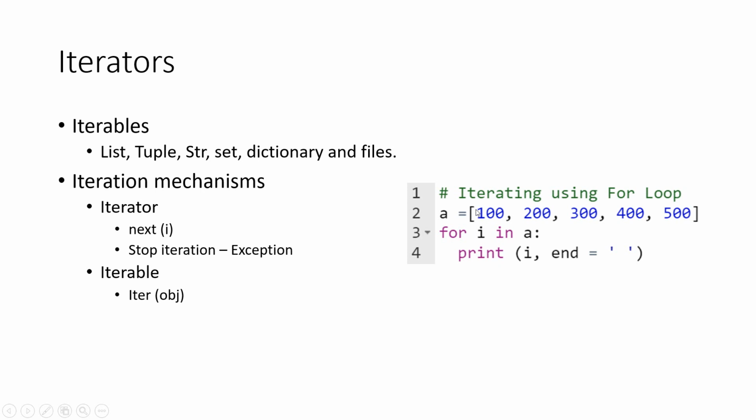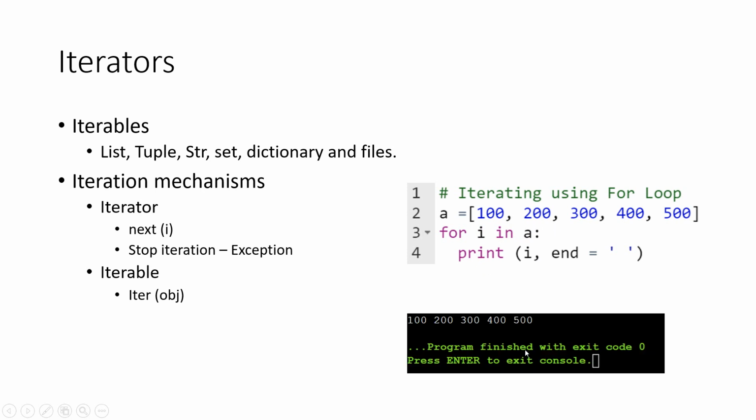Now the iteration can be done from the beginning till the end of the list by using a simple for loop: for i in A. So i will be an iterable object, and when we try to access i, we will be able to see the elements of the list A. When I execute this, it will give the output 100, 200, 300, 400, 500, which are the elements of the list, accessed sequentially by using the iterators.